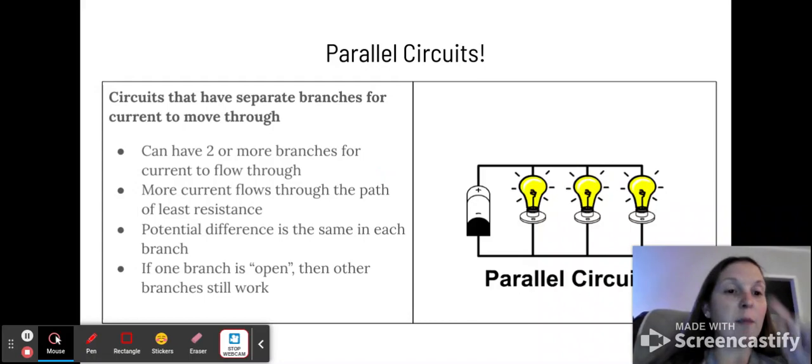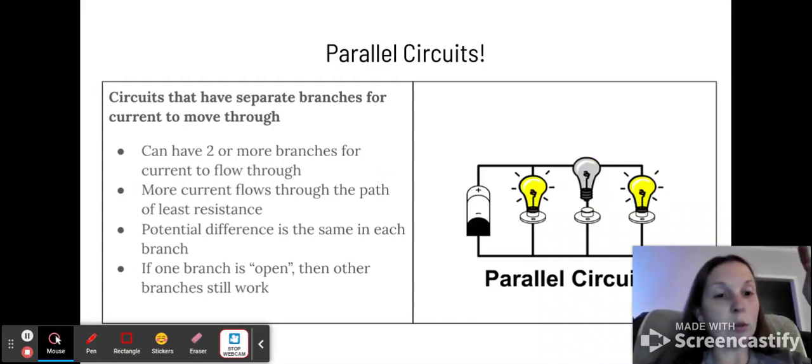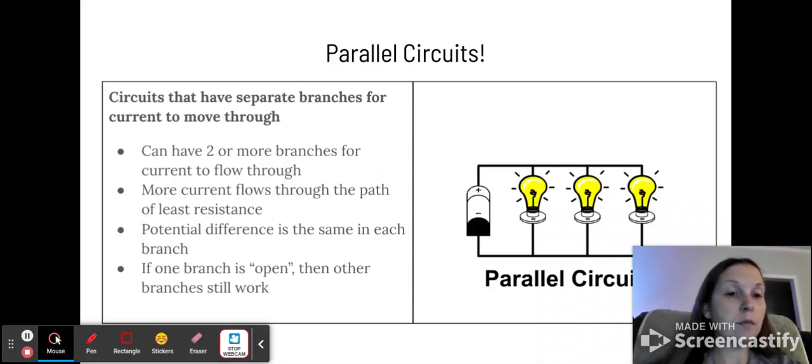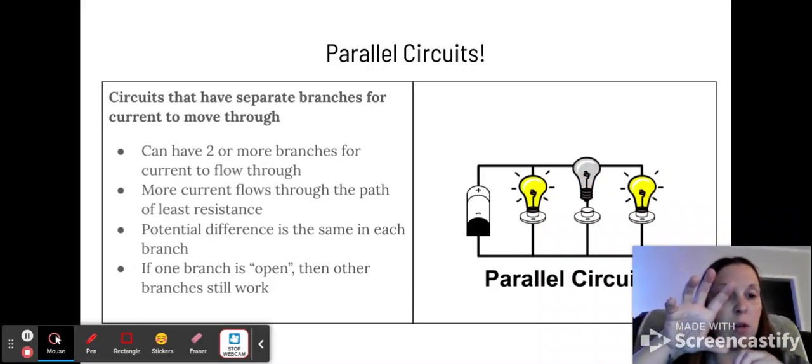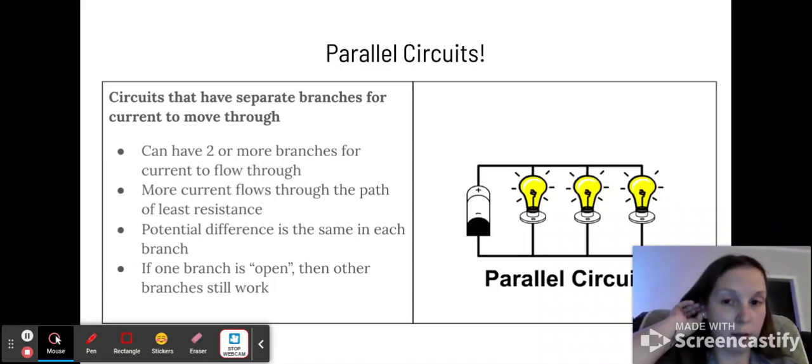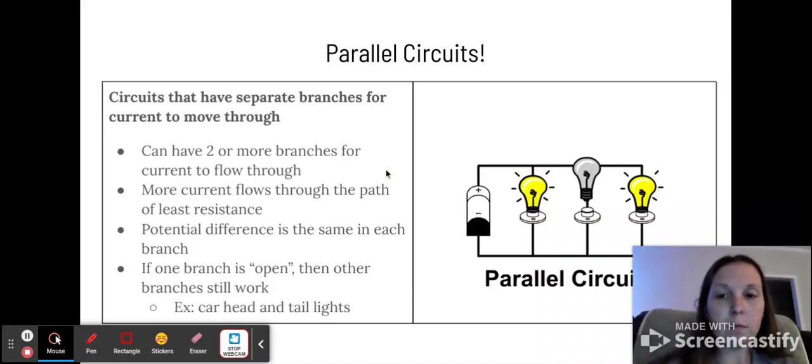Whereas in a series circuit, the more light bulbs you have, the less voltage you have as it keeps going. If you have three, the first bulb would get the most voltage, the second would get medium, and the third would get the least. Here, they're all going to get the same voltage because it splits through the entire circuit. Again, if one branch is open or there's a disconnection, it does not affect the other branches.